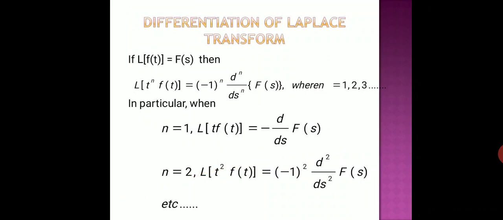What is this? L of f of t. Okay, and then n is equal to 2: L of t squared into f of t is equal to minus 1 the whole square, d squared by ds squared into capital F of s. Okay, this is a differentiation of Laplace transformation.